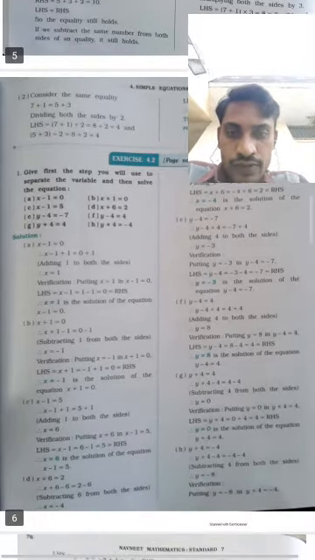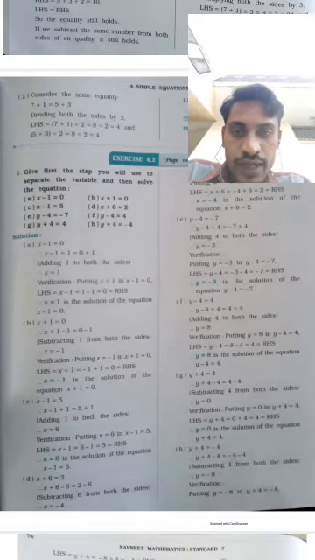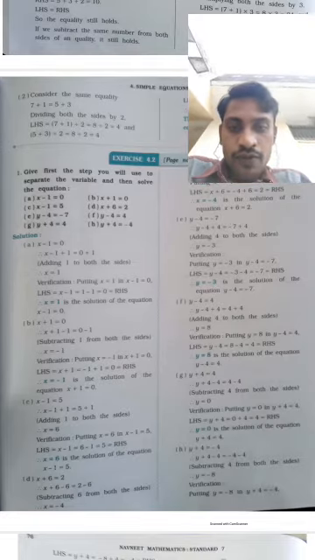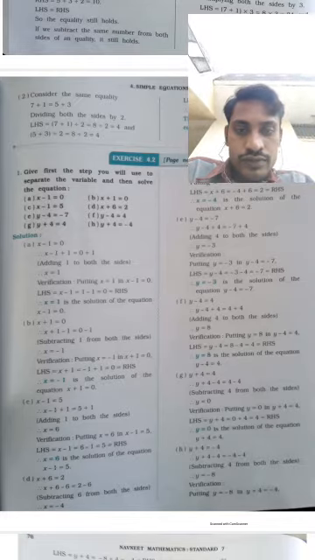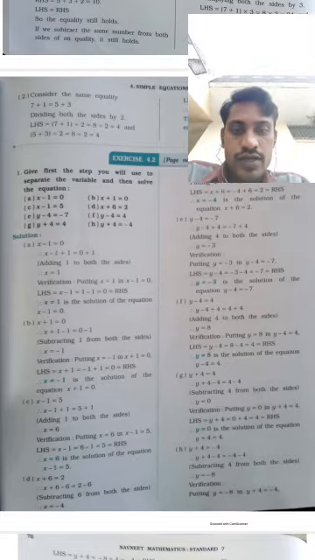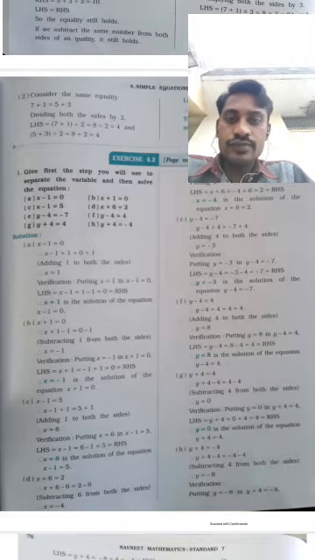Now part g, y plus 4 is equal to 4. Here y plus 4 minus 4 is equal to 4 minus 4. Here we subtract 4 from both sides. When we put y is equal to 0, LHS y plus 4 is equal to 0 plus 4 is equal to 4. So y is equal to 0 is the solution of the equation y plus 4 is equal to 4. Understood this?